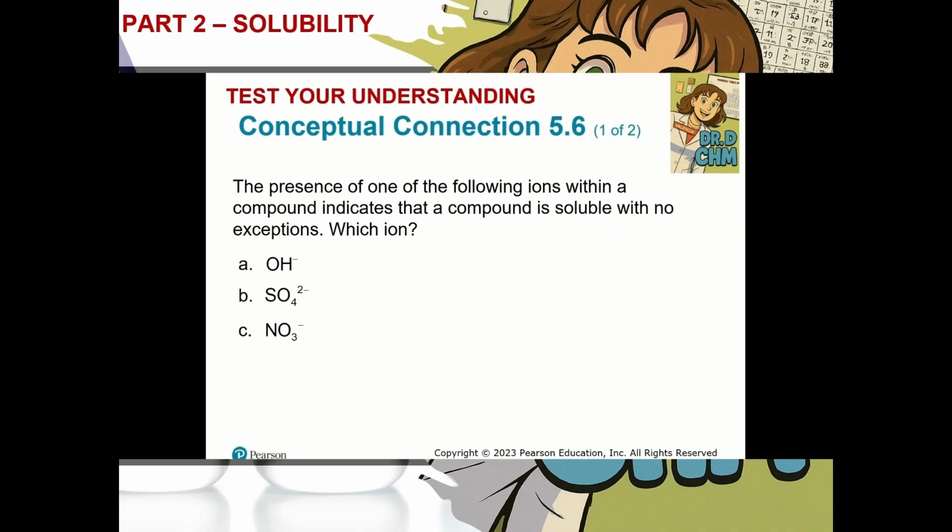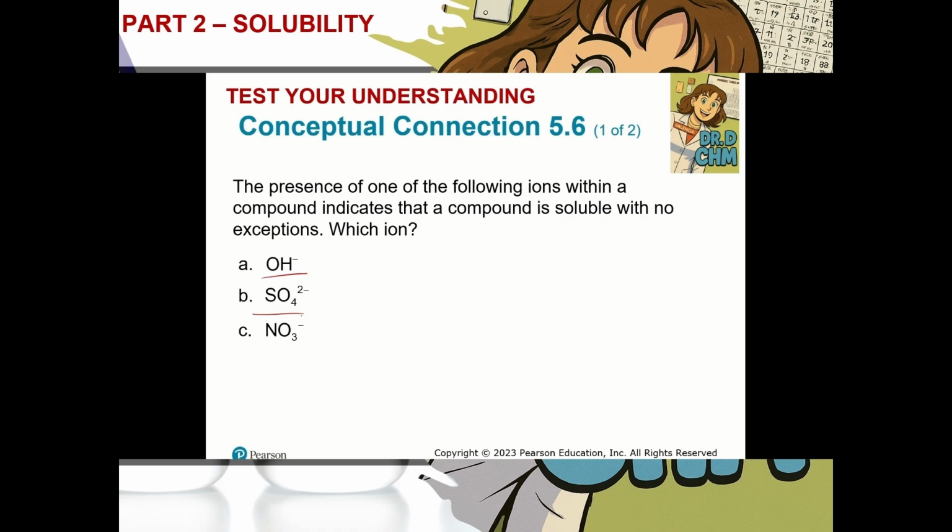So let's test your understanding. Which one of the following ions in a compound indicates that the compound is soluble, with no exception? Just trying to remember what we just said: hydroxide, we saw that we had some exceptions. Sulfate, we saw as well that we have some exceptions. Normally they will not be soluble, but if they are bound with something, they will be.